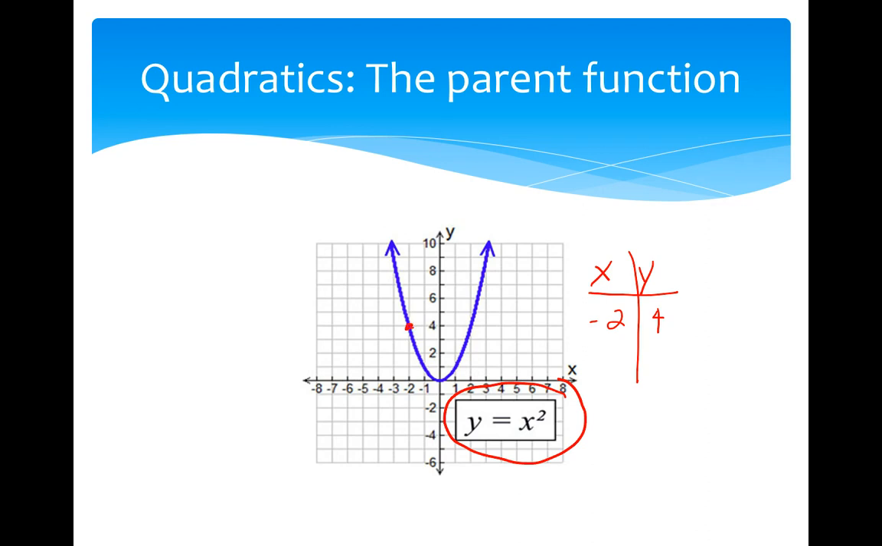Then maybe I plug in x equals -1. -1 squared is +1, so that's this point here on the graph. Then I continue, maybe I pick x equals 0. 0 squared is 0, so we have this point here. And maybe I pick +1. +1 squared is 1, so that would be this point here. And maybe I pick 2. 2 squared is 4, so that would be this point here.